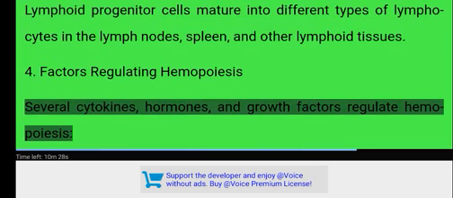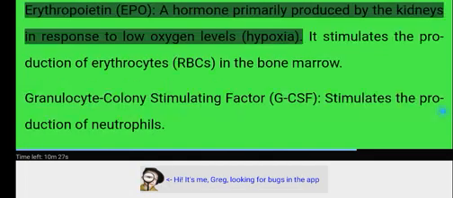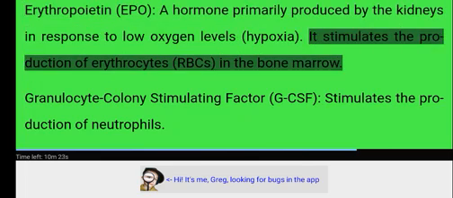4. Factors regulating hematopoiesis. Several cytokines, hormones, and growth factors regulate hematopoiesis. Erythropoietin, EPO, a hormone primarily produced by the kidneys in response to low oxygen levels, hypoxia. It stimulates the production of erythrocytes, RBCs, in the bone marrow.